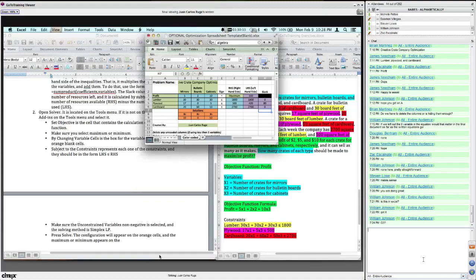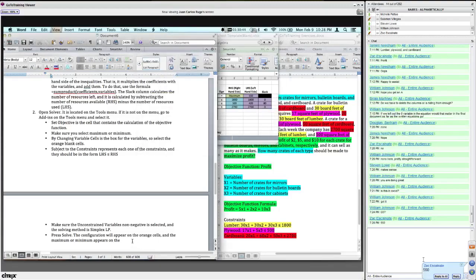What is the maximum profit? $550 on the LHS. LHS profit. No profit. No objective function. Sell. Whew. Okay.